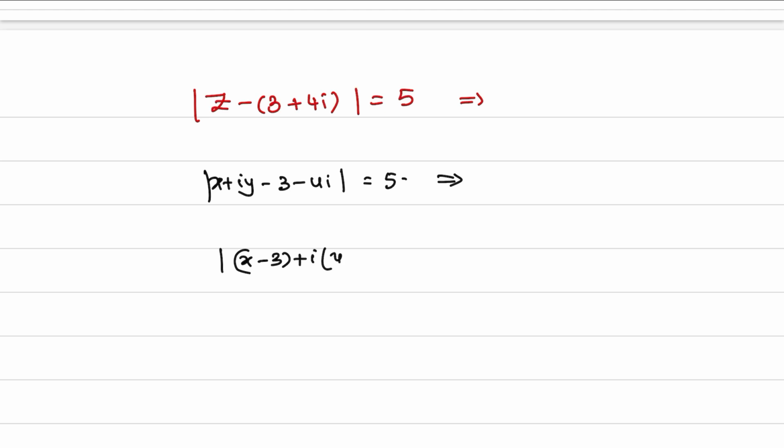So it becomes (x minus 3) plus i into (y minus 4), modulus is equal to 5. This 5 is the radius, and 3 is the x coordinate of the center and 4 is the y coordinate of the center. Whatever is given, if x plus a is given, then make x plus a equal to 0, then x is equal to minus a.